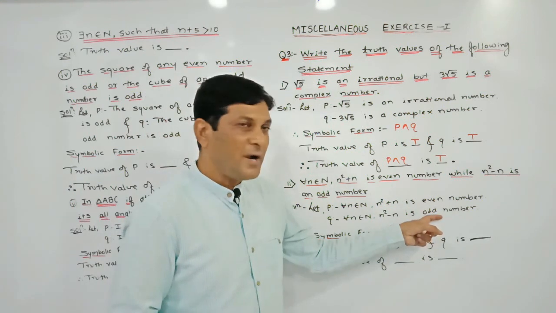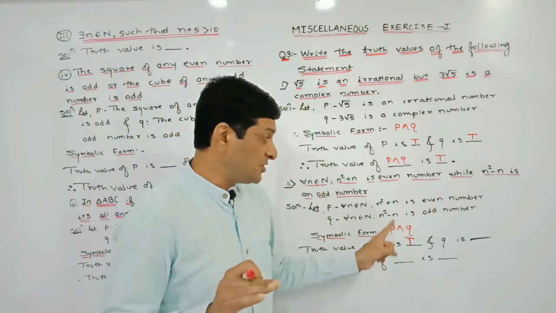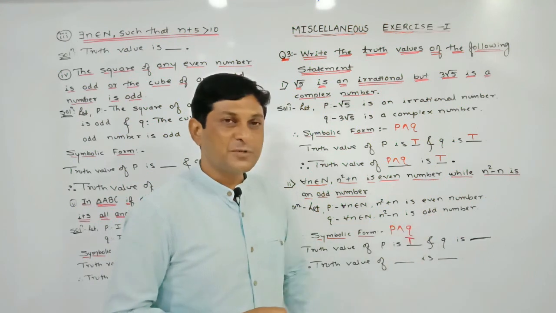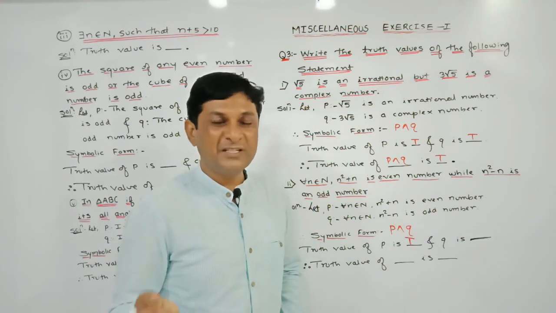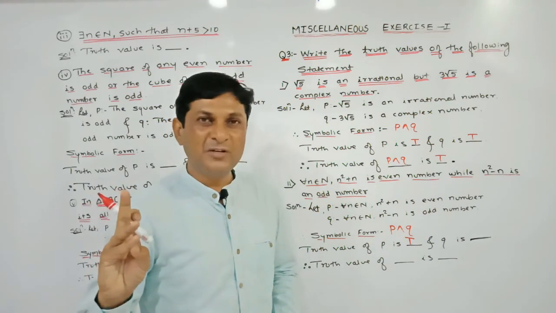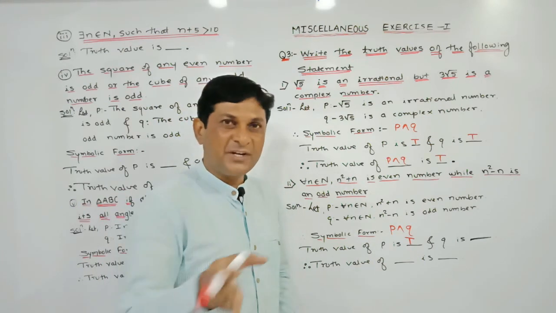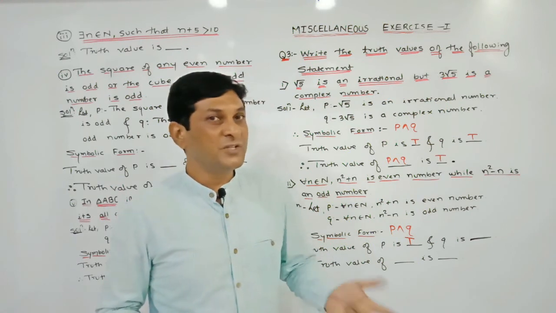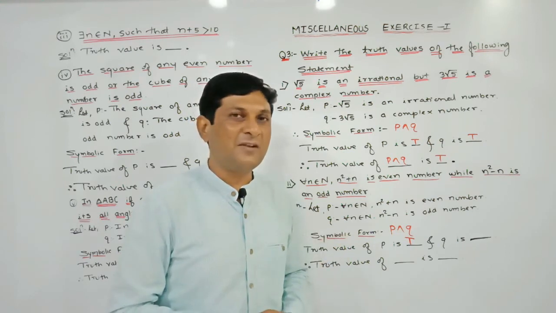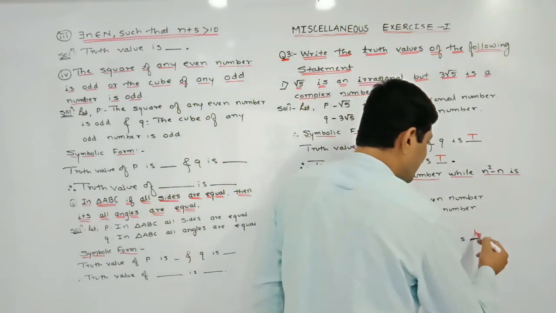Now the truth value of Q. If n is odd, then its square is also odd, and the subtraction of two odd numbers is always even. But they are saying that the subtraction of two odd numbers is odd. It is not possible. Just consider one odd number is 11 and the second odd number is 9. 11 minus 9 is equal to 2, and 2 is even. For any two odd numbers, the difference will always be even. So the truth value of the second part is false.